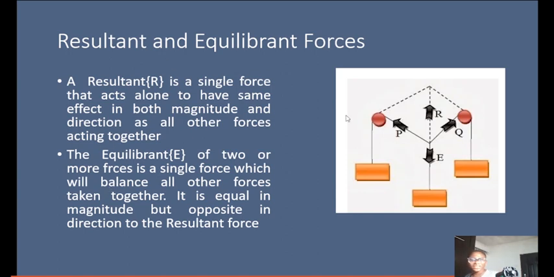A resultant is a single force. This is the resultant that acts alone to have the same effects. These are different forces, and the resultant has both the magnitude and direction of all the other forces acting together. These two forces acting together, this resultant has the magnitude of both of them acting together. So the equilibrant of two or more forces is also a single force, which will balance all other forces taken together. It is equal in magnitude to the resultant but opposite in direction.